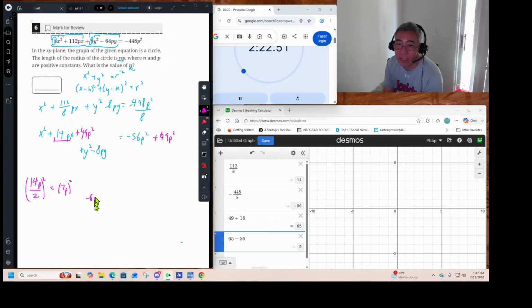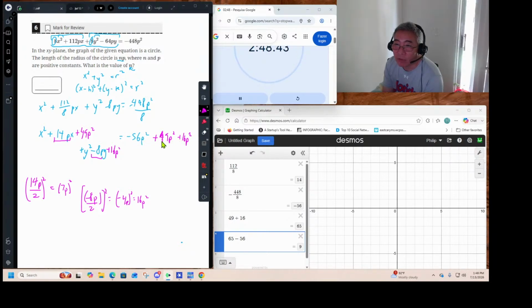We have negative 8p, which is the coefficient for the y term. We divide that by 2, and then we square that. That would be negative 4p, squared, which is equal to 16p squared. So we would add 16p squared here, and we would add 16p squared here.